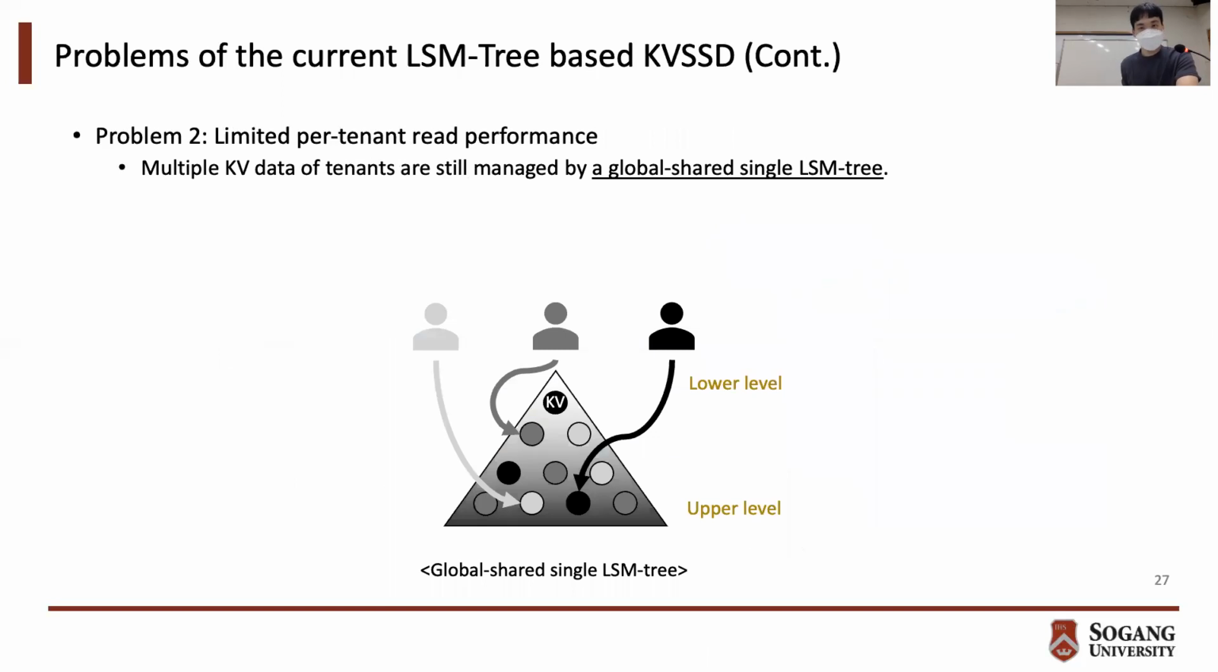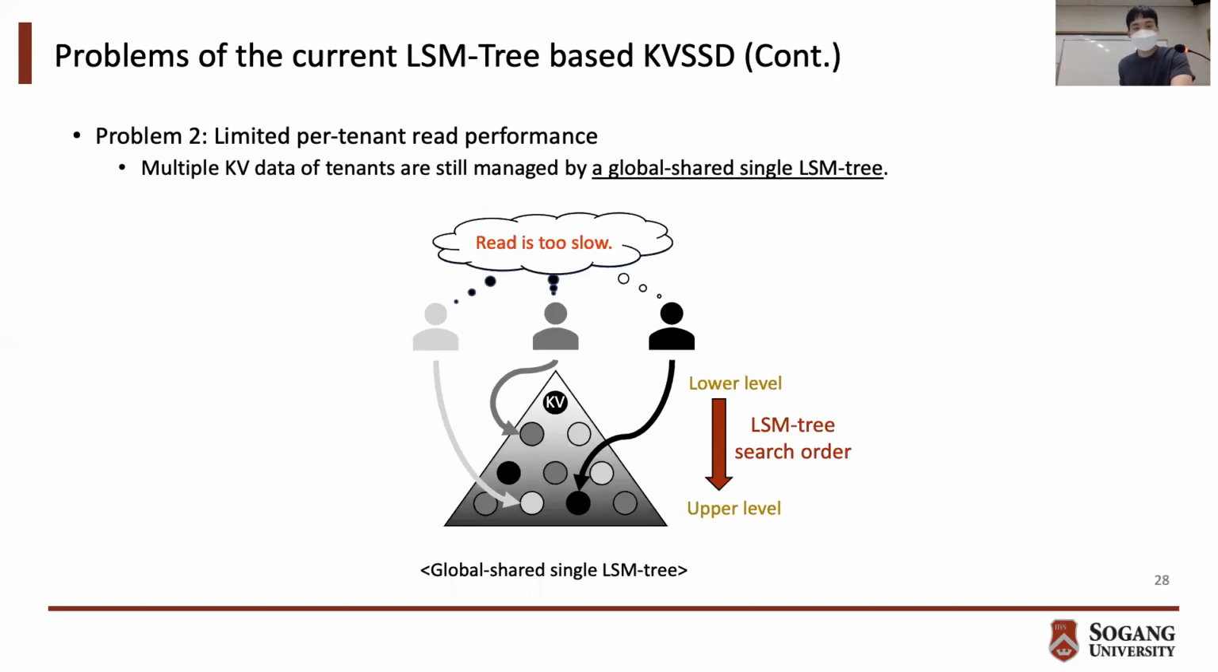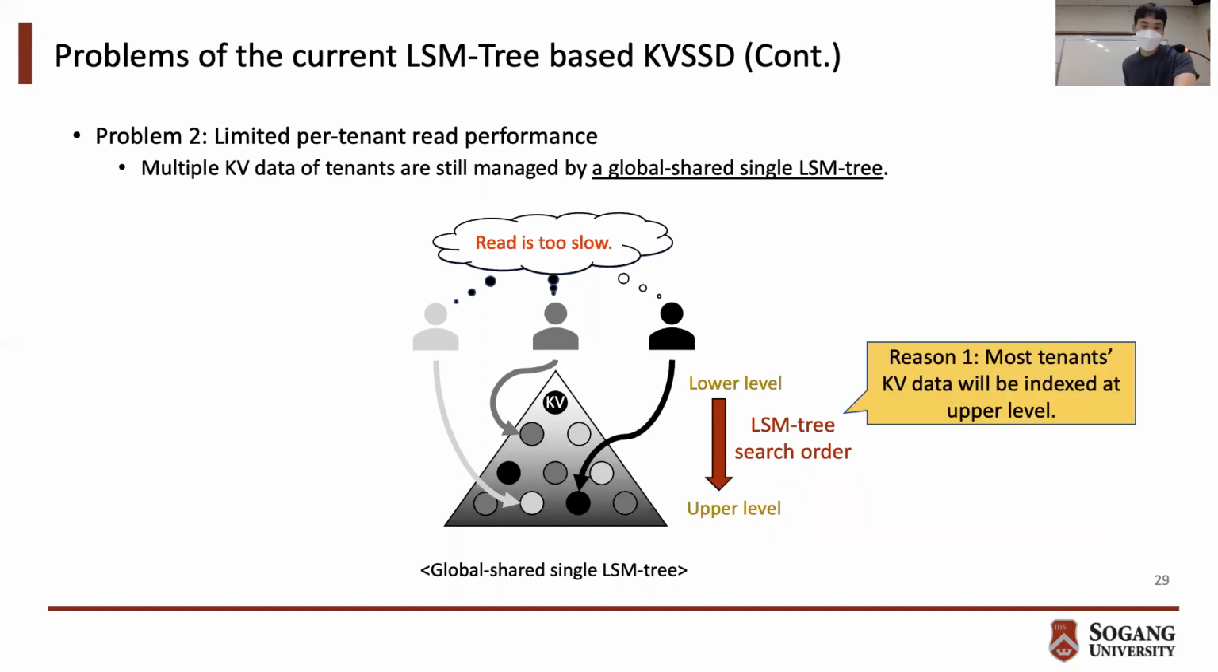Second, key value SSDs have difficulty in providing the promised read performance that the storage device can provide. This is because multiple tenants' key value data are still managed by a global shared single LSM tree. A global shared single LSM tree hurts read performance. There are two reasons. The first reason is that most key value data is filled down to the upper levels of the LSM tree due to other tenants' data. So most key value data will be indexed at the upper level.